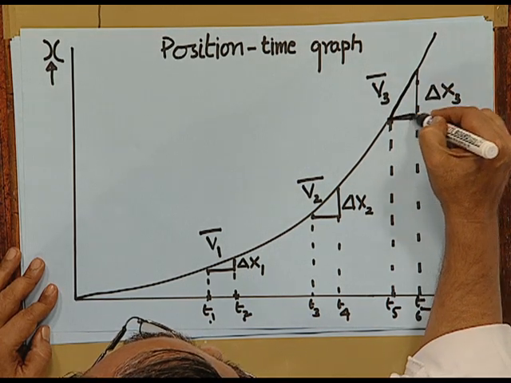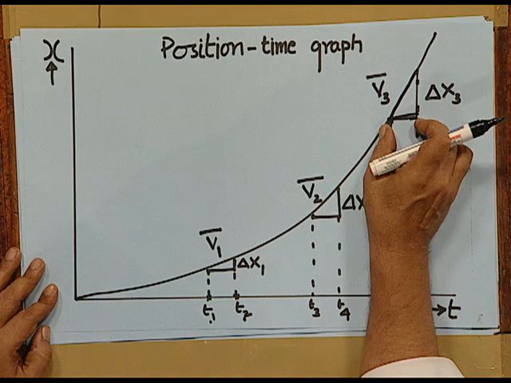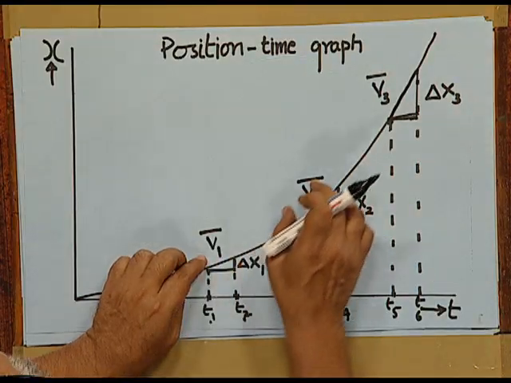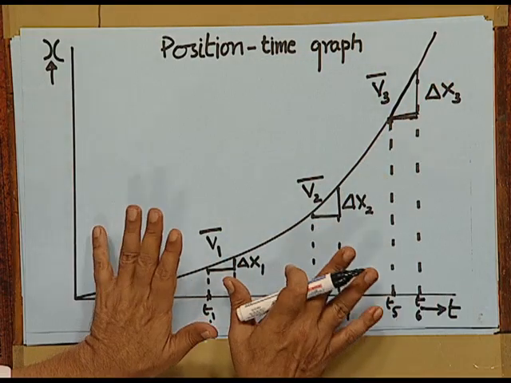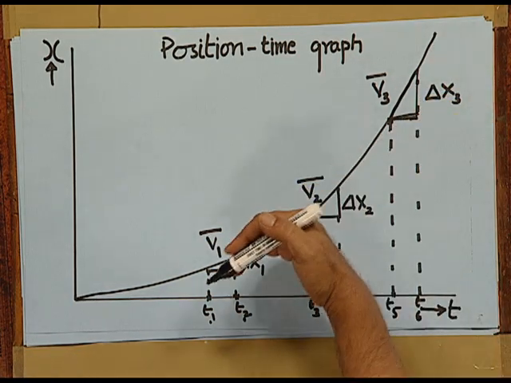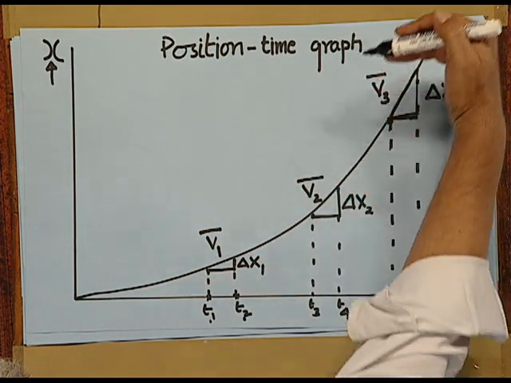That is, if you take this triangle having the same base, the heights are different. Heights have gone on changing with time, that is, delta x1, delta x2, delta x3 are increasing for the same interval of time, but at different timings. What it means is the average velocity goes on changing.